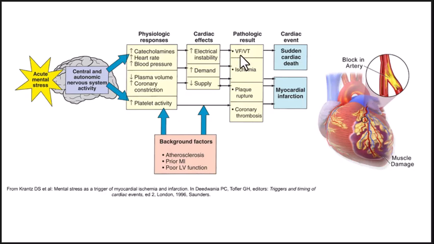VF stands for ventricular fibrillation. This is the most serious heart rhythm irregularity. So it's an irregular heartbeat, and why it's the most serious is because the ventricles are pumping blood out of the heart. The left ventricle in particular is pumping blood to the rest of the body. So somebody with ventricular fibrillation, if it is not corrected fast, will end up with sudden cardiac death.